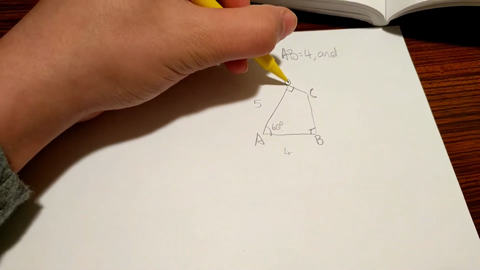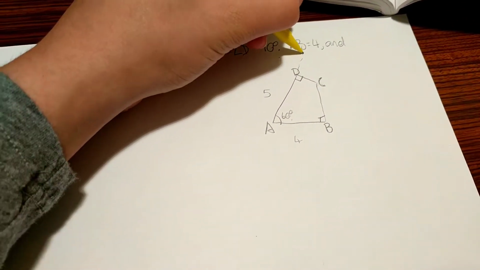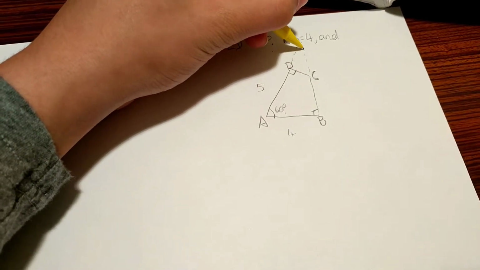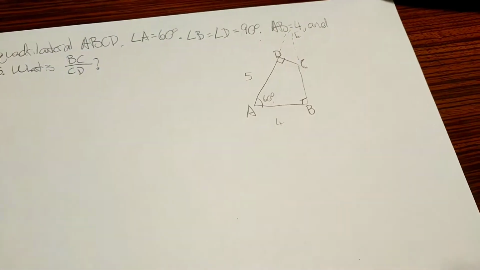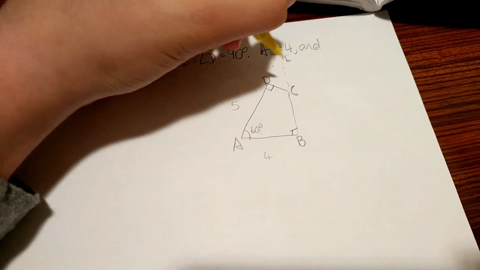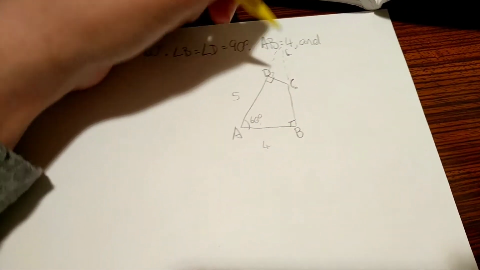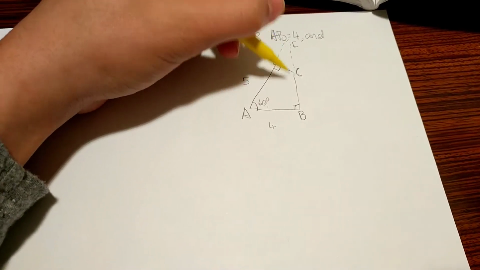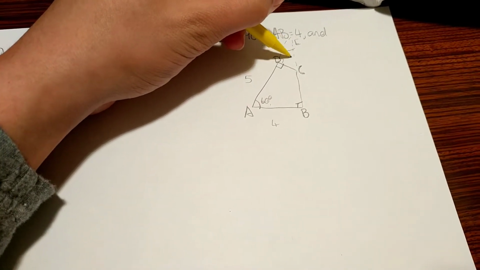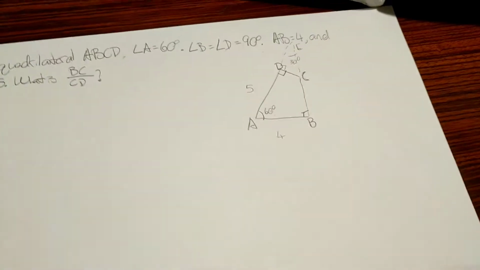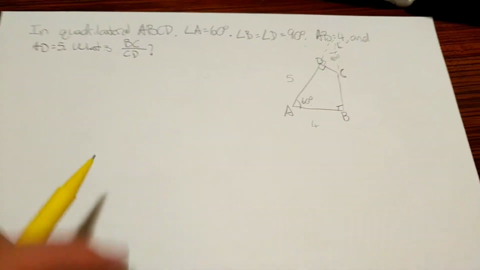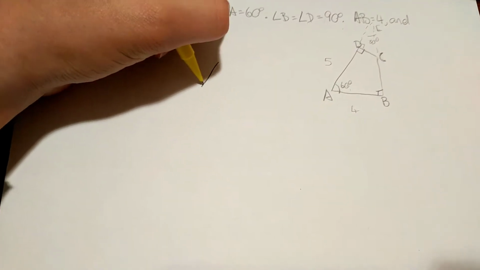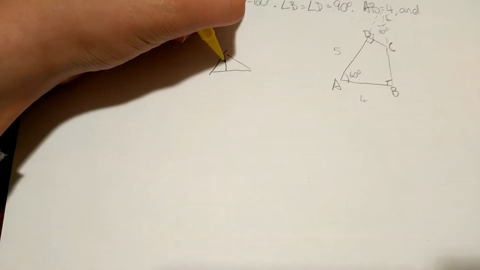I'm going to start off by forming a triangle, which is much easier to work with than a quadrilateral. So this would also be a right angle. And since this is 60 and this is 90, that means that this is 30. This is very helpful because now we have the 30, 60, 90 triangle. And just some fun facts about the 30, 60, 90 triangle.